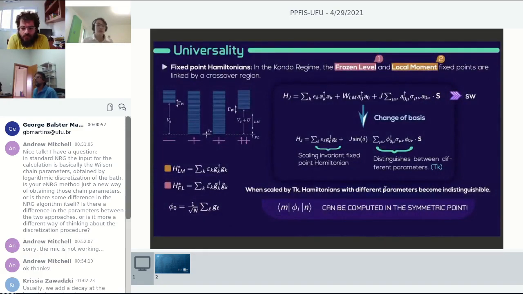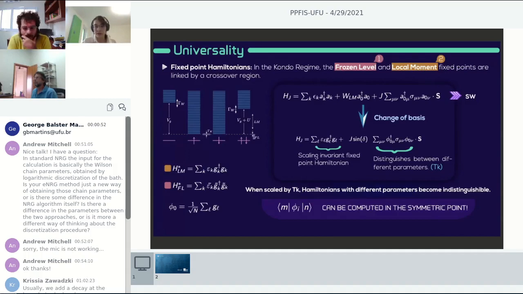And now we can move on to the second part of the talk, which is universality. So as I showed on the flow diagram of the last slide, we have in the Kondo regime two fixed points, the frozen level and the local moment, and they are linked by a crossover region. Again, this image is useful to explain what these fixed points are. So the difference between them is the temperature, or in other words, how many excited states I can access.